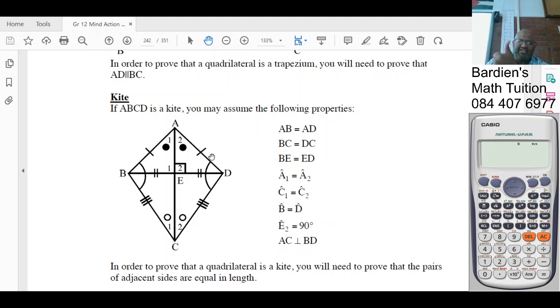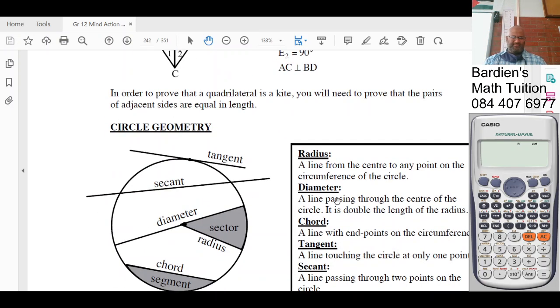Two pairs of adjacent sides equal. Diagonals intersect at 90 degrees. One diagonal bisects the other. One diagonal bisects its vertex angles. And one pair of opposite angles are equal.